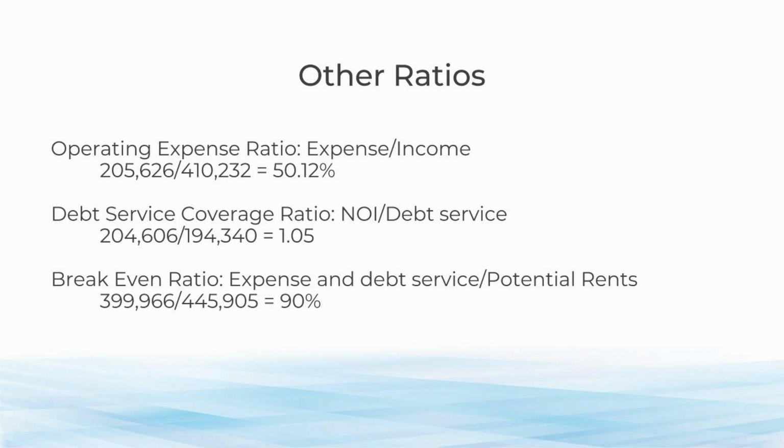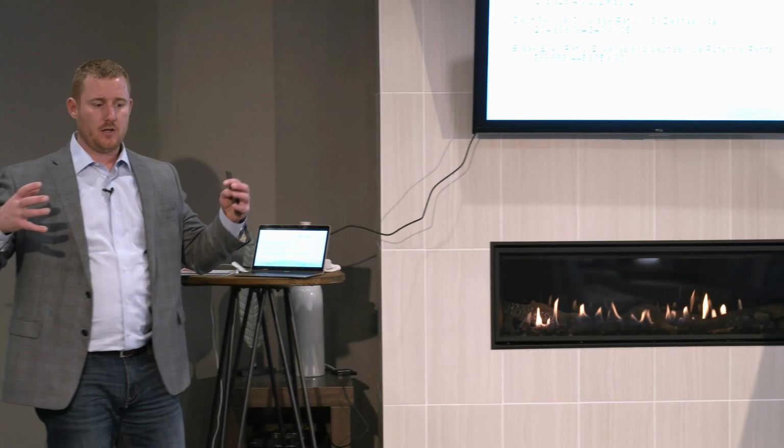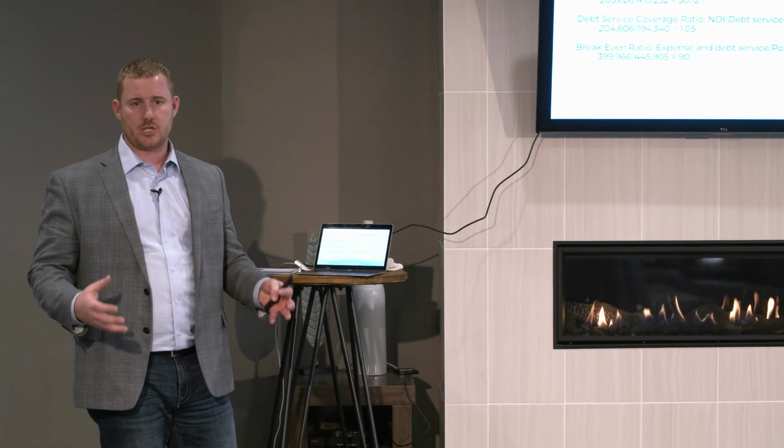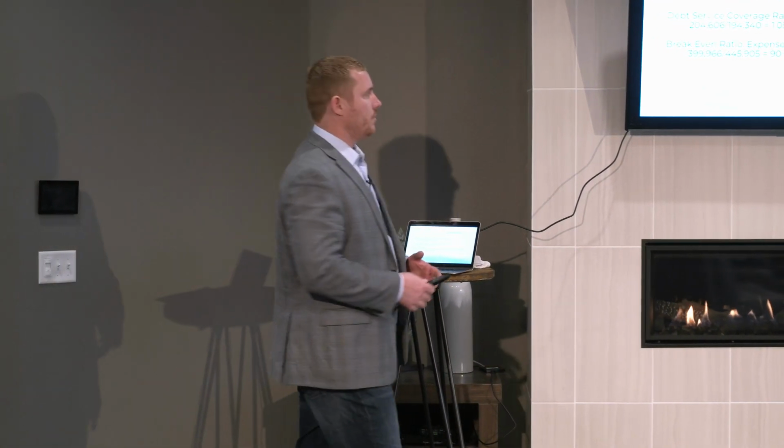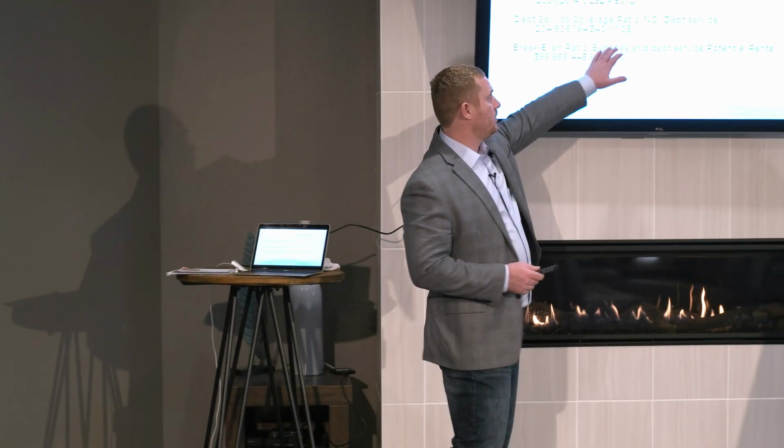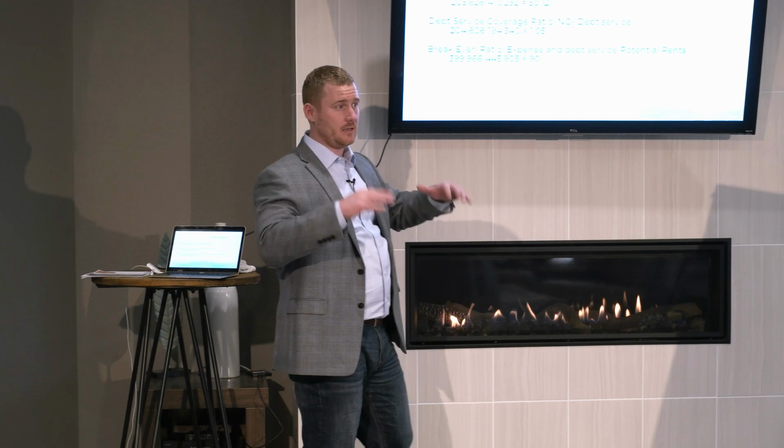So 1.05. Oftentimes banks will like to see 1.25 or even 1.5, because that means there's enough cushion when things turn south, when vacancy goes high, when you have a big expense you have to pay. They want to make sure that debt is covered. No matter what, they want to make sure the debt's covered. And so this is definitely a little bit low, right? We'd like to see a little bit more.